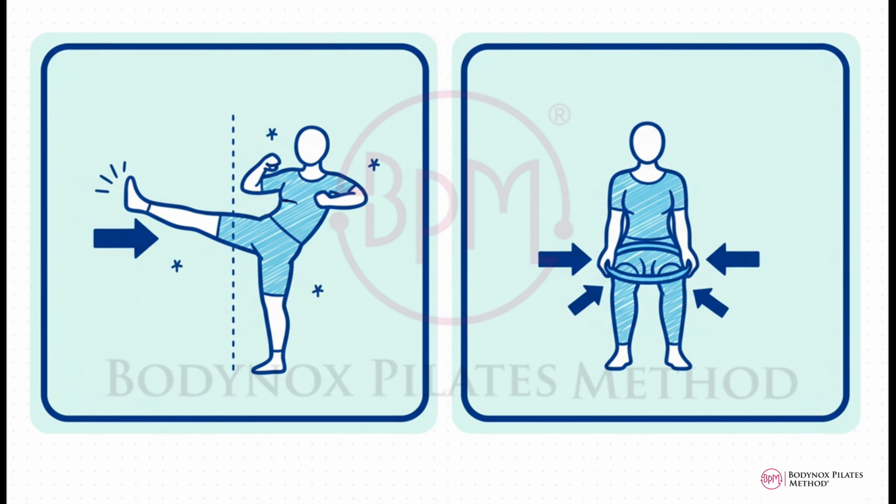Okay, let's switch over to the coronal plane. Here, we've got abduction, which just means moving a limb away from the center of your body. Think about lifting your leg up in a side kick. Its partner is adduction. Think adding it back toward the midline, like when you squeeze a magic circle between your thighs.